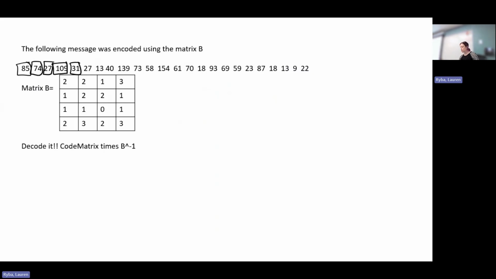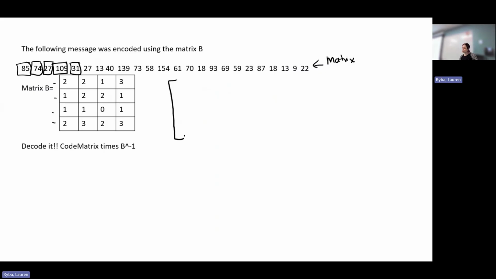So what we need to do is we need to create a matrix out of my initial string of numbers. Now the question becomes, though, how do I know how big to make this matrix? Well, it's based on your encoding matrix. You take the number of rows in your encoding matrix, and that's how many rows will be in your initial matrix. You may have multiple extra columns, and that's okay.